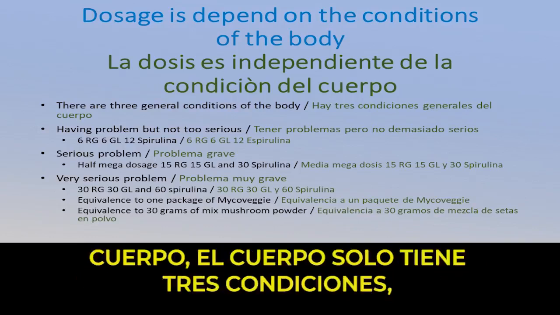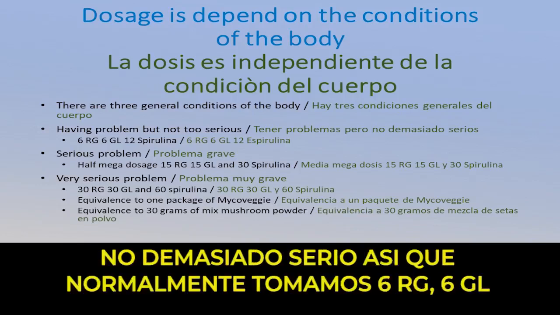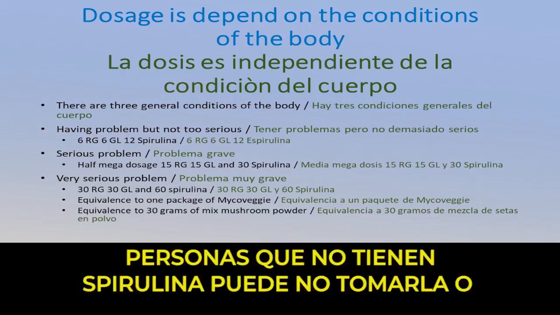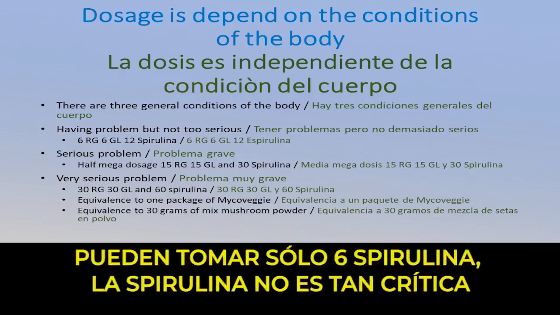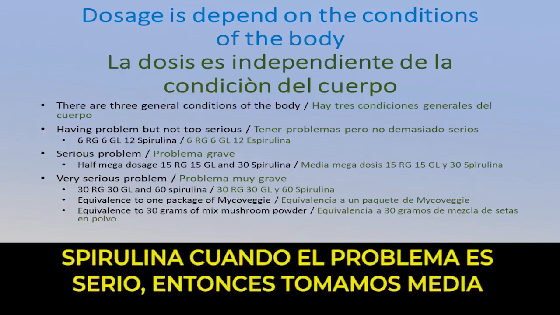So when we treat the body, there are only 3 conditions. First is the general condition. They are having a problem but not too serious. Then normally we take 6 Rg, 6 GL and spirulina. Spirulina is helping, you know. Sometimes those people do not have spirulina, they can even skip it, or you can take 6 spirulina. The spirulina is not so critical, but Rg and GL are critical. So you take 6 Rg, 6 GL, and 6 to 12 spirulina.